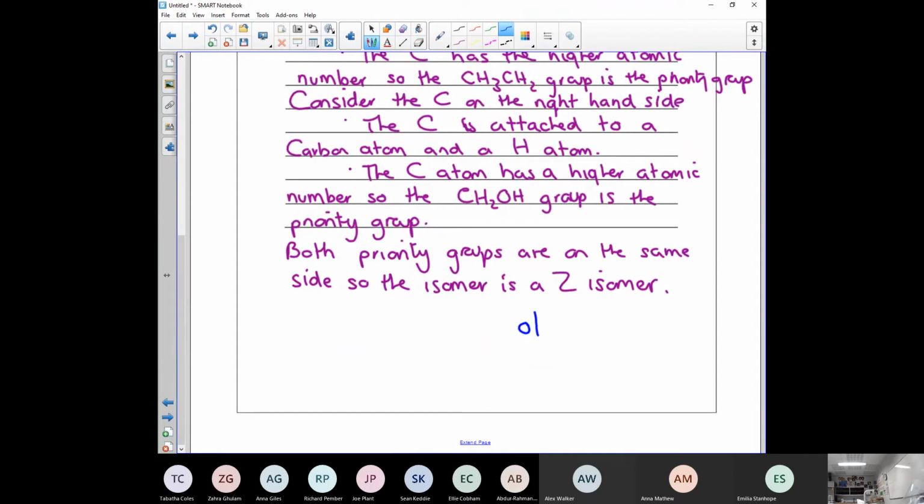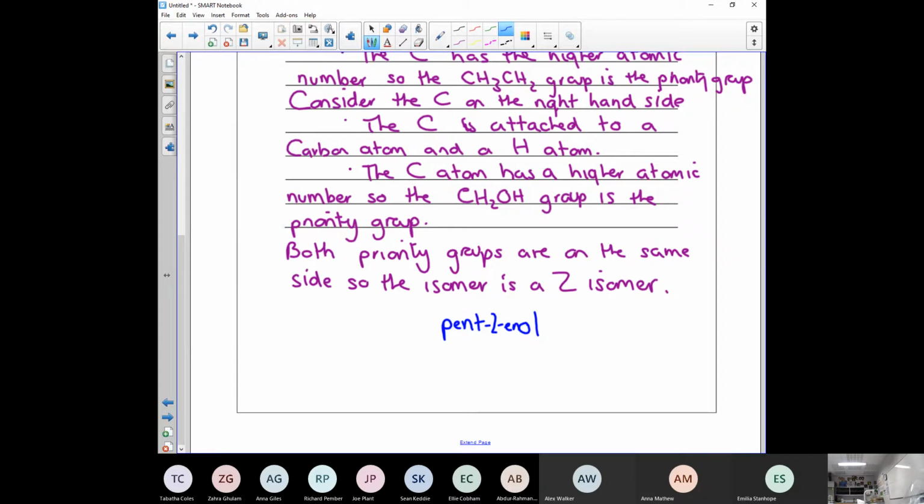So pent because there's 5, a number 2 in there because the double bond is on the second carbon, EN for the double bond, and then ol because there's an alcohol group. So there's a lot of different things going into this naming thing. So we've got alcohol, ol, penten because it's an alkene, not an alkane.